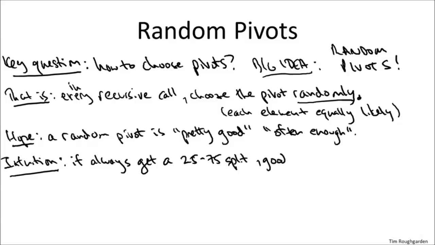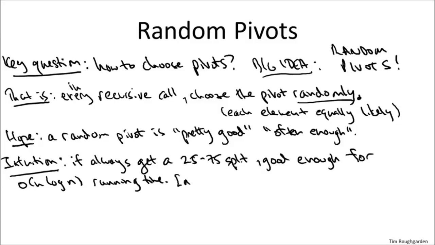To be concrete, suppose we always pick a pivot which guarantees us a split of 25-75, or better. That is, both recursive calls should be called on arrays of size at most 75% of the one that we started with. So precisely, if we always get a 25-75 split or better in every recursive call, I claim that the running time of quicksort in that event will be big O of n log n, just like it was in the last quiz where we were actually assuming something much stronger, that we were getting the median.